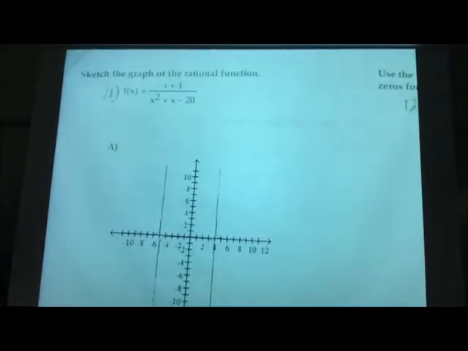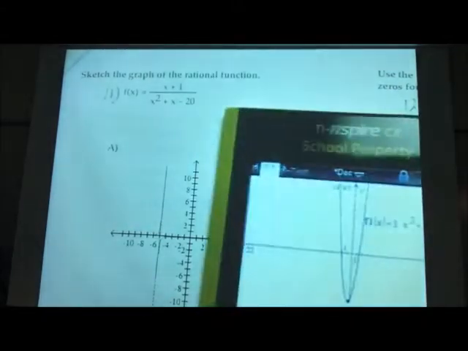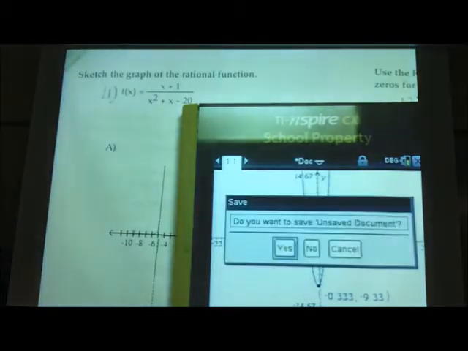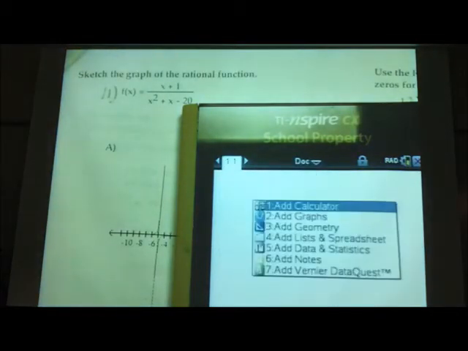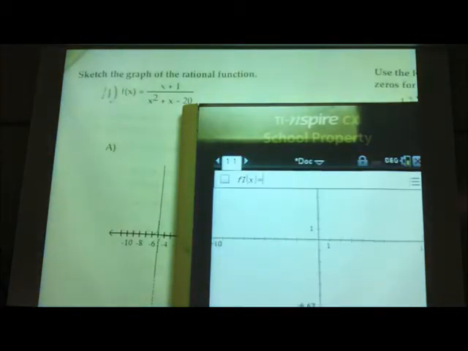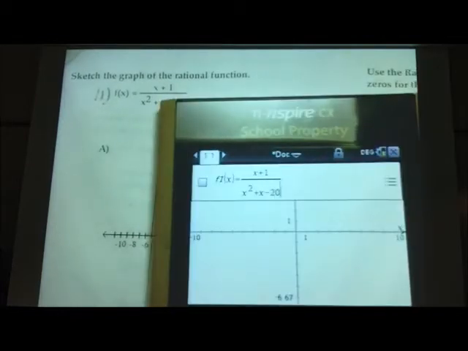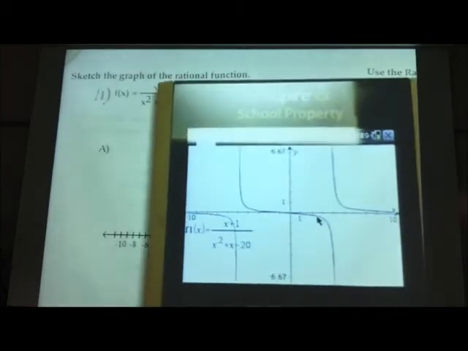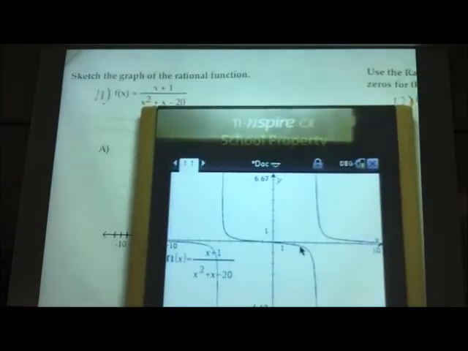For number 11, all it says is sketch a graph. So what do we have to do? Just put it into the calculator. So going back here, we're just going to sketch it. X plus 1 on top, bottom, x squared plus x minus 20. When I graph this, we just need to look at it and see which of these graphs looks like it.